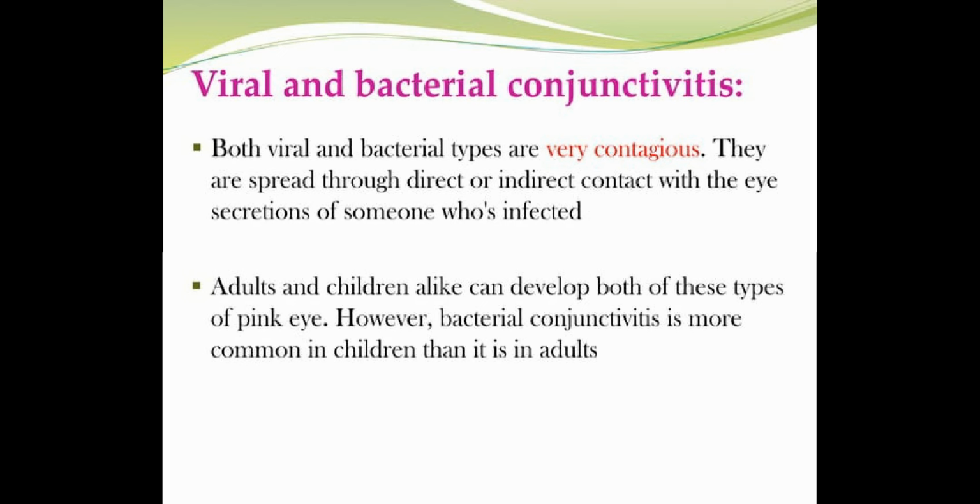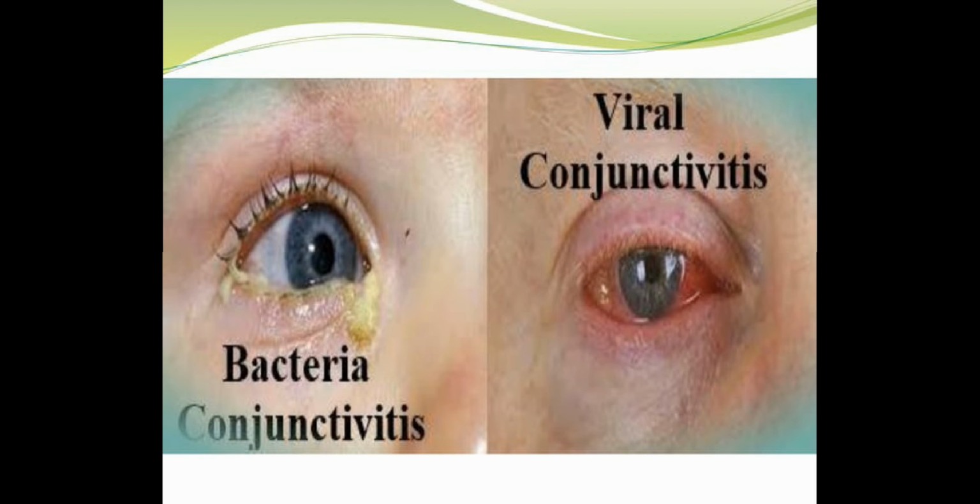They are spread through direct or indirect contact with the eye secretions of someone who is infected. Adults and children alike can develop both of these types of pink eye. However, bacterial conjunctivitis is more common in children than it is in adults. So this diagram shows both the types, that is viral conjunctivitis as well as bacterial conjunctivitis.